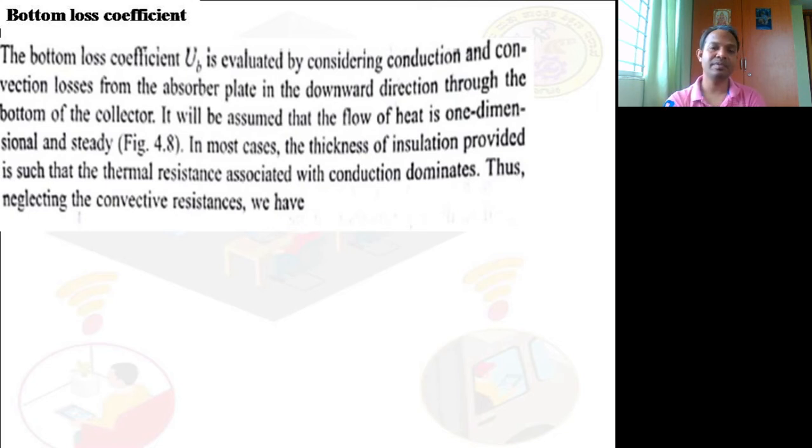The bottom loss coefficient Ub is evaluated by considering conduction and convection losses from the absorber plate in the downward direction through the bottom of the collector. It will be assumed that the flow of heat is one-dimensional and steady. Obviously, we are making it one-dimensional and steady state. In most cases, the thickness of insulation provided is such that the thermal resistance associated with conduction dominates. Thus, we neglect the convective resistance.